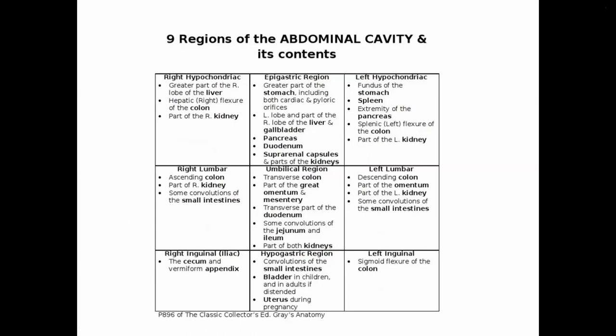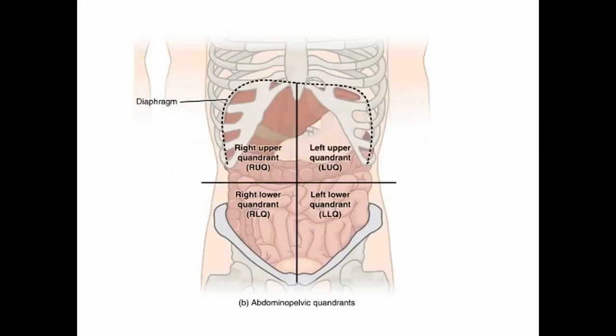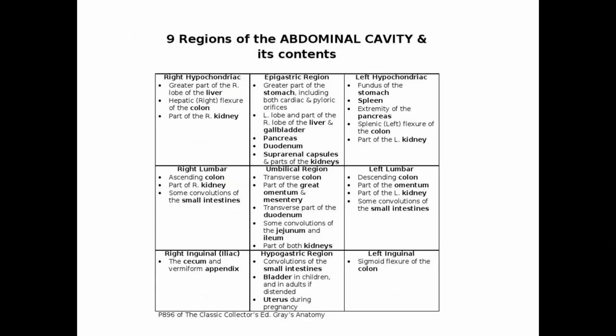As you can see, there is a right hypochondriac region which consists of the greater part of the right lobe of the liver along with the hepatic flexure of the colon and part of the right kidney. Now remember, the hepatic flexure of the colon is the joint between the ascending colon and the transverse colon, while in the epigastric region you can see the greater part of the stomach, including both cardiac and pyloric orifice.